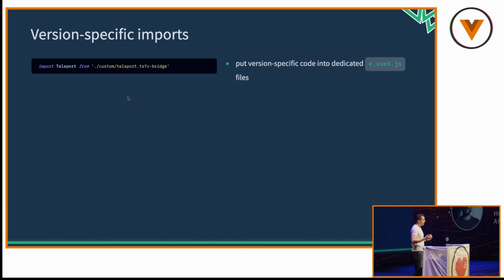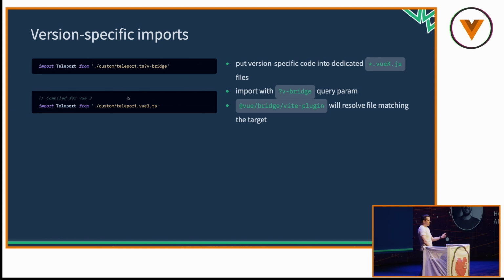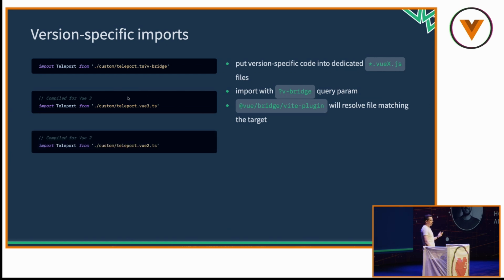Also, I am playing with a way of having version-specific imports. So this is basically an escape hatch. When you have version-specific code that you want to put in a dedicated file, you can do so by putting it in a .vue2 or .vue3 file, and then just import it as a file with a v-bridge query parameter, and then it will be translated during compilation to either .vue3.js or .vue2.js. So this gives you one import statement in your unified code base, but under the hood, it resolves the two different source files depending on the build target that you're currently using.